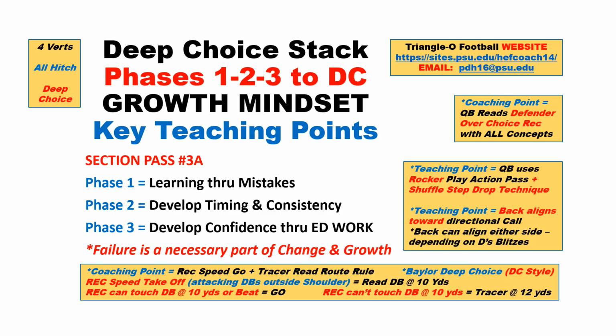Want to go over some key teaching points using a growth mindset for when you use the deep choice stack phases 1, 2, 3 to get to your deep choice series. The key point here, phase 1, we want to learn through mistakes. So we want to encourage failure and use a games approach where we let them work through some things initially. Phase 2, then we'll start to develop the timing and the consistency. And then phase 3, develop that confidence through everyday work.